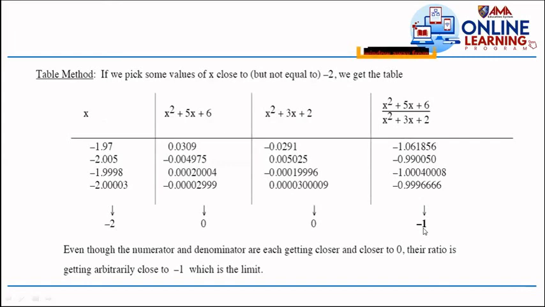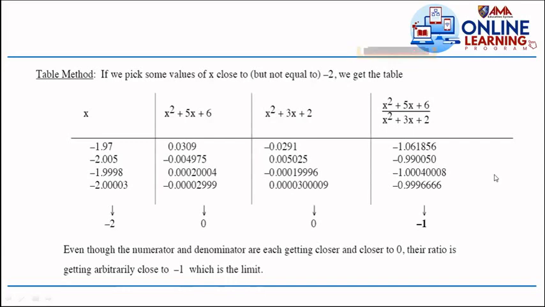So tulad po yung sinagot po natin kanina using the algebra method. As x approaches to negative 2, our limit is approaches to negative 1. Yun po yung solution niya using the table method. Sabi dito, even though the numerator and denominator are each getting closer and closer to 0, their ratio is getting arbitrarily close to negative 1, which is the limit.